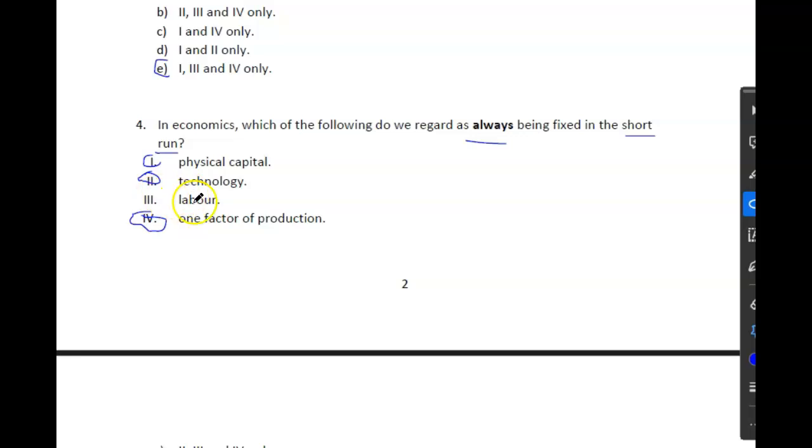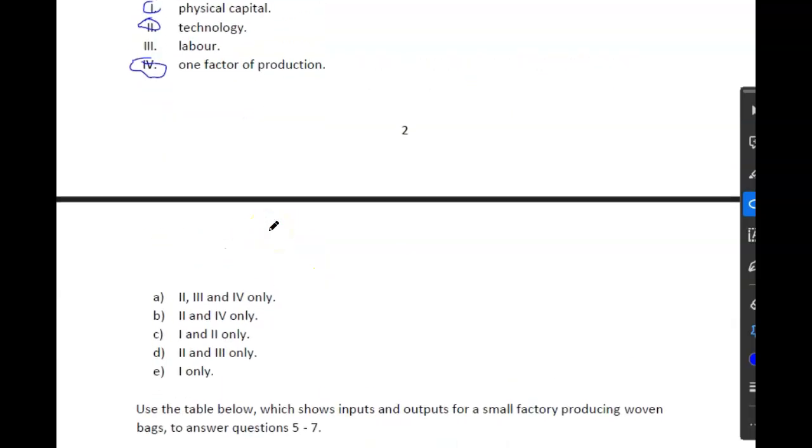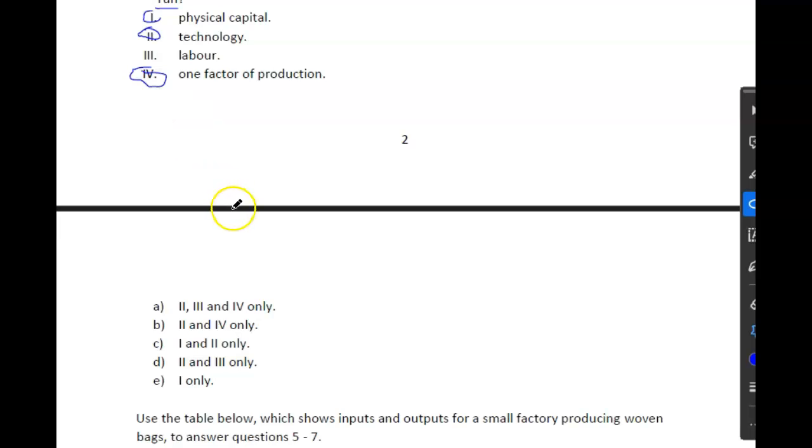So this changes. So what is always being fixed? Physical capital. For example, you might only have 100,000 in the bank to use in your business. Technology, you might only have 10 computers in a business. One factor of production, that is true. So labor is a no. So looking at the answers, it's 1, 2 and IV.